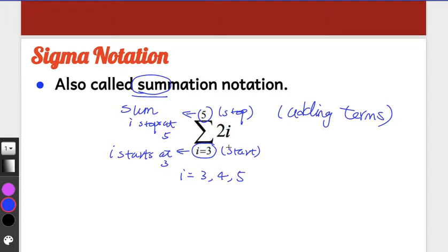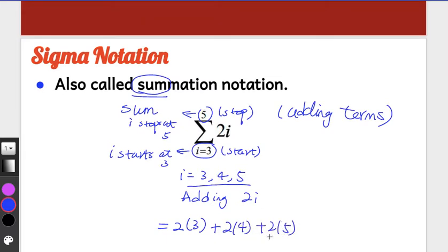And in this one, we are adding expressions. What are we adding? We're adding 2 times i. What does that mean? It means i will be equal to all these three values, so I'm going to add 2 times 3, 2 times 4, and 2 times 5. And that's how we understand the summation notation.